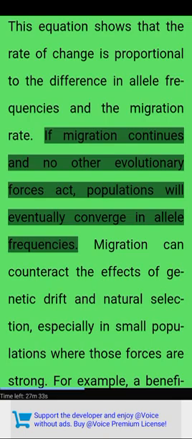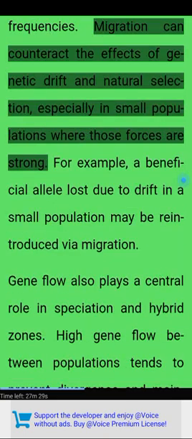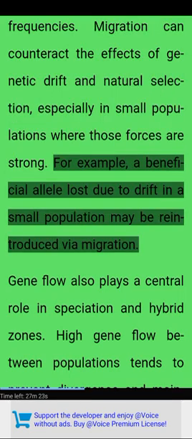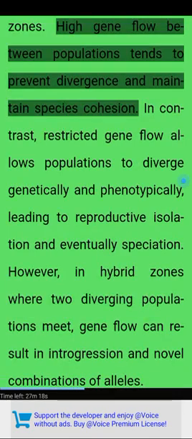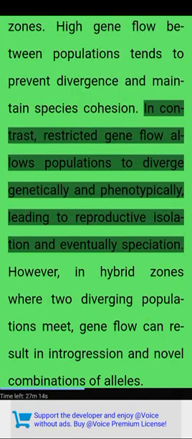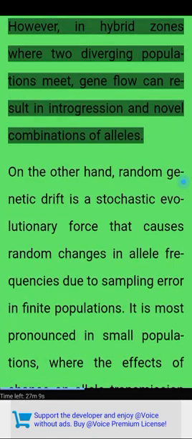If migration continues and no other evolutionary forces act, populations will eventually converge in allele frequencies. Migration can counteract the effects of genetic drift and natural selection, especially in small populations where those forces are strong. For example, a beneficial allele lost due to drift in a small population may be reintroduced via migration. Gene flow also plays a central role in speciation in hybrid zones. High gene flow between populations tends to prevent divergence and maintain species cohesion. In contrast, restricted gene flow allows populations to diverge genetically and phenotypically, leading to reproductive isolation and eventually speciation. However, in hybrid zones where two diverging populations meet, gene flow can result in introgression and novel combinations of alleles.